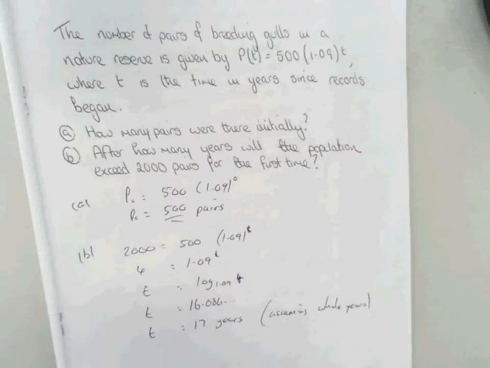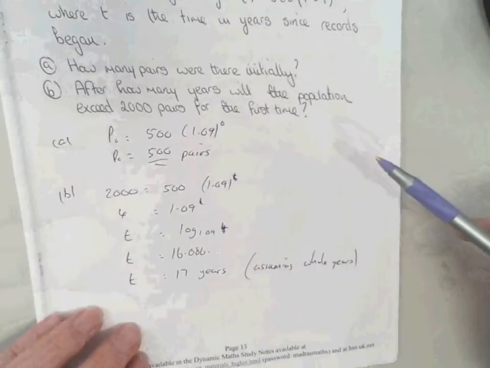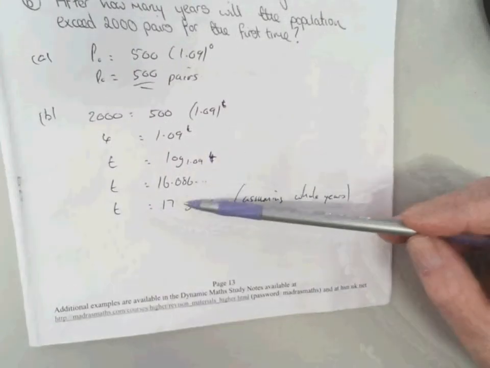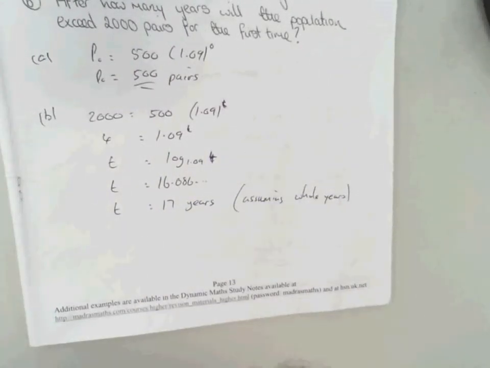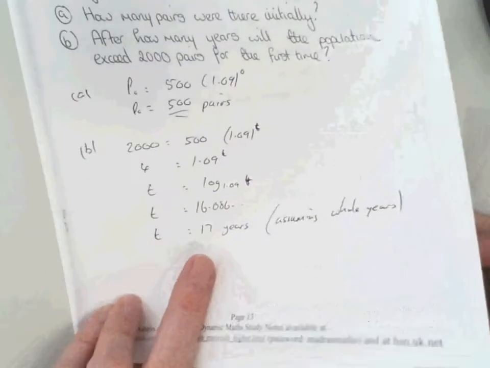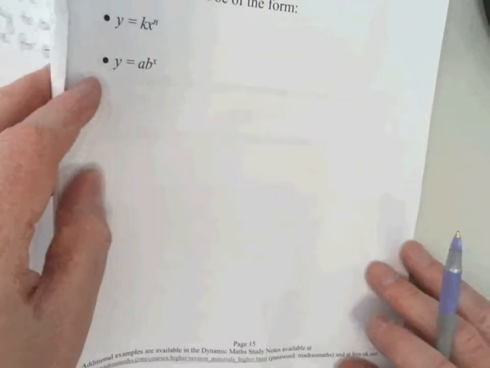Assuming the question's asking for whole years, it's not 100% clear, so we could leave that as 16.09 years or 16.1 years, because it wasn't asked for in the question. I think that would be okay to leave it in any of those three answers that I've just mentioned. I've just gone for 17 years, and then in a bracket, assuming whole years, just to show whoever's looking at my work that I have thought about it.